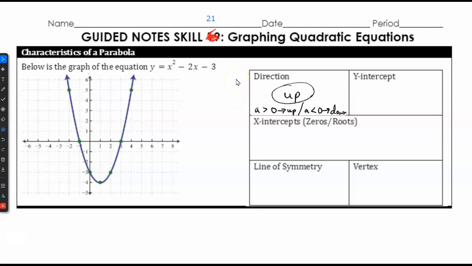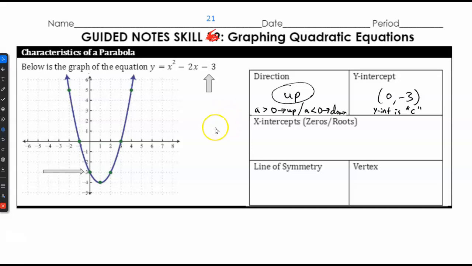We need to find the y-intercept. The y-intercept is down here at the -3. It is also in the equation at the -3 at the end. It's the same kind of y-intercept we had for slope-intercept form. Whatever is added and subtracted at the end is the y-intercept. So there's our y-intercept, (0, -3).